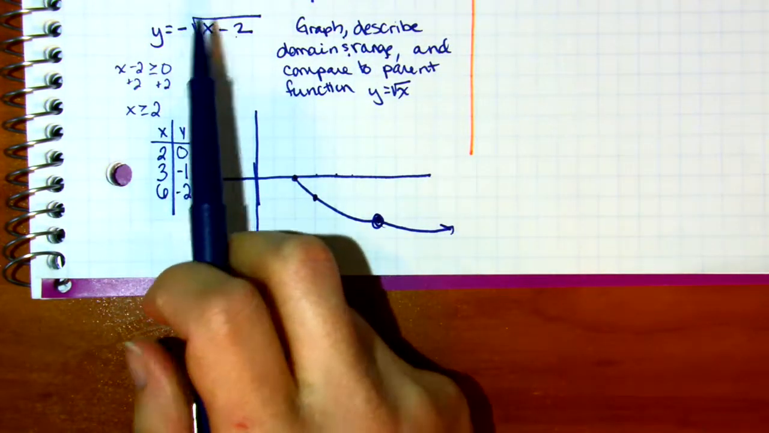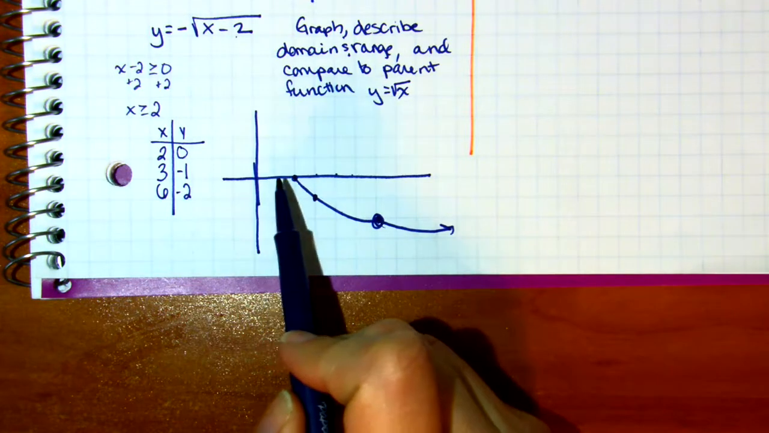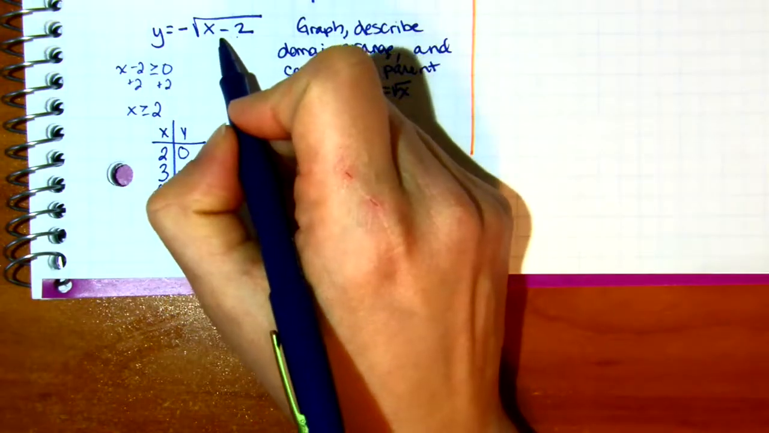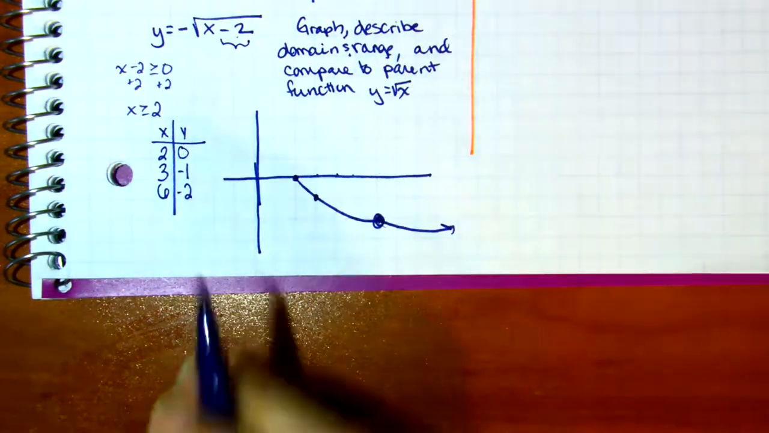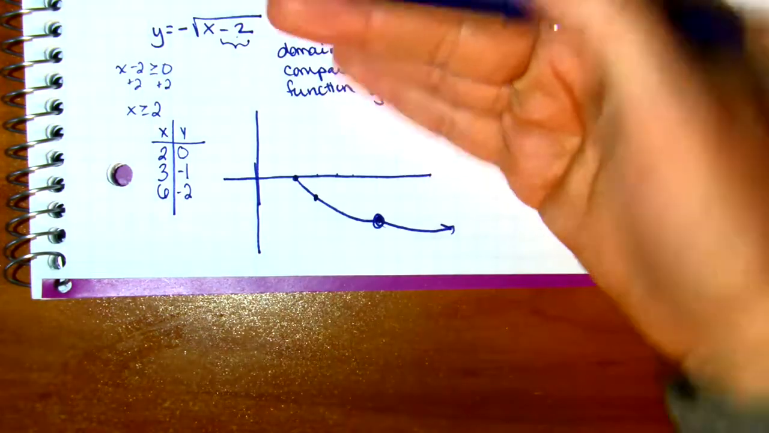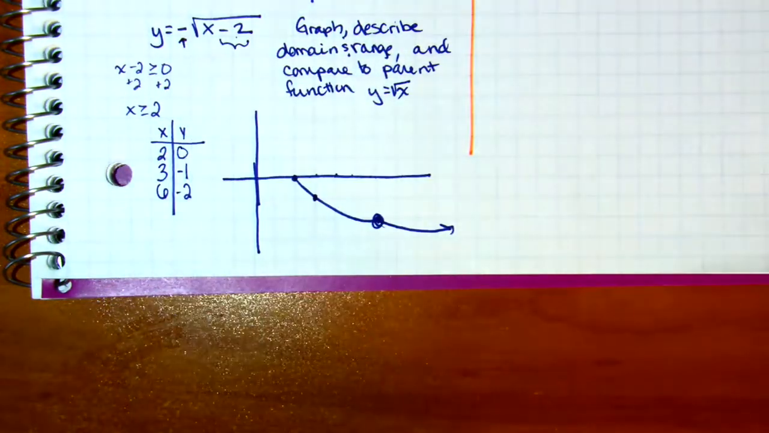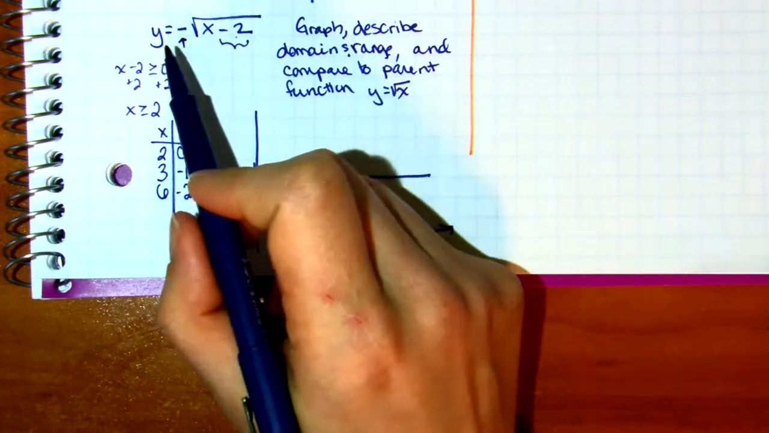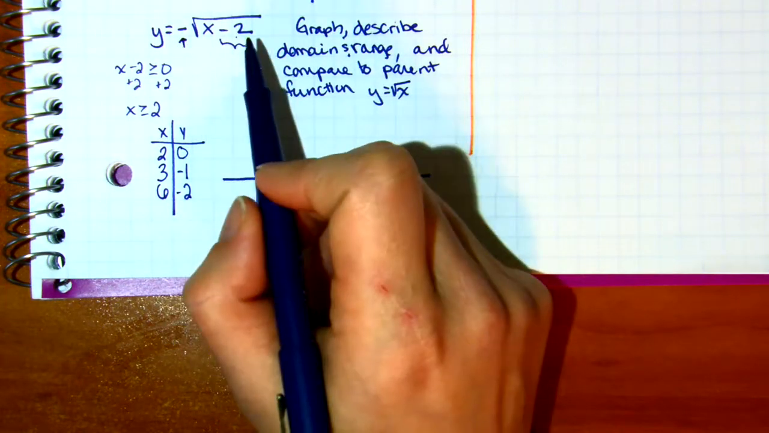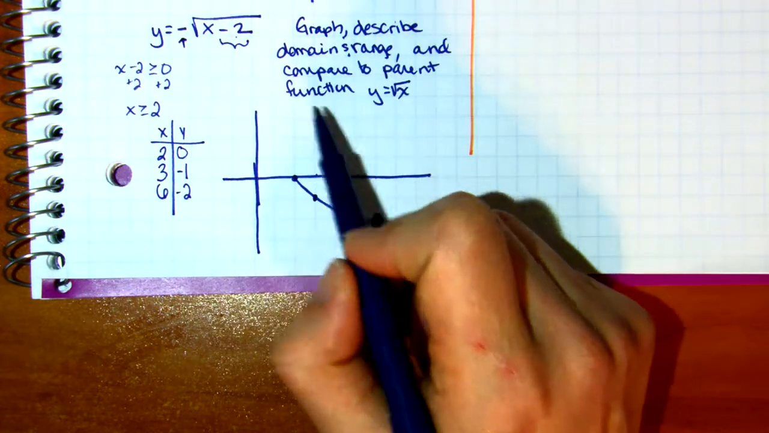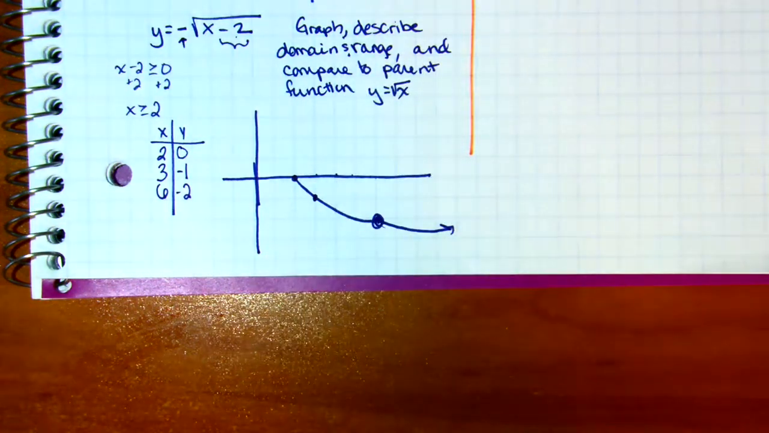So if we look back up here, we see it's been shifted over 2 to the right, which we should expect because of this subtracting 2. And then also it's been reflected, and that's because of this negative right here. So we have a reflection over the x-axis and a shift 2 units to the right. So that's how I would compare it to the parent function.